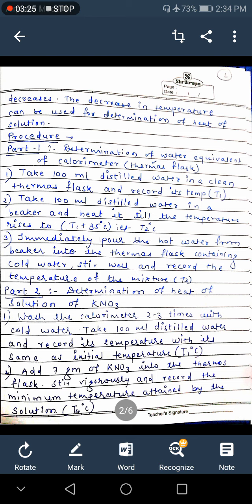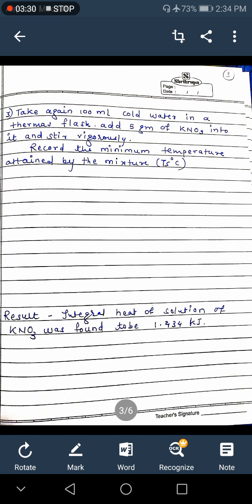Now again throw away whatever is present in the thermos flask, wash it properly, and add 100 ml cold water. Then add exactly 5 gram of KNO3 into the thermos flask containing 100 ml cold water and stir it vigorously so that it gets converted into solution. Again record the minimum temperature attained by the mixture, and we call it T5 degree Celsius.